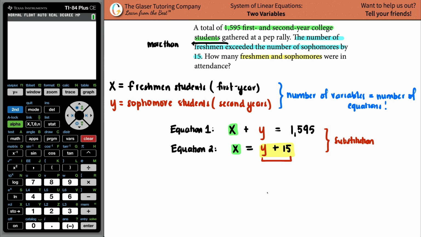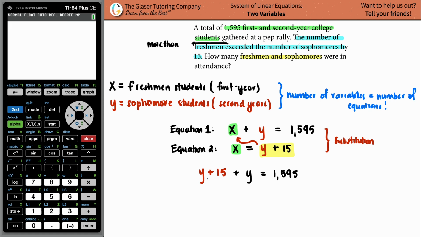X is this. So we're going to say y plus 15, that's this part, that's what the x represents, right? This is going in here. And then continue your formula. Plus y equals 1,595. Now by doing that, you have completely gotten rid of your x value, and now you can have a formula where you could just solve for y.